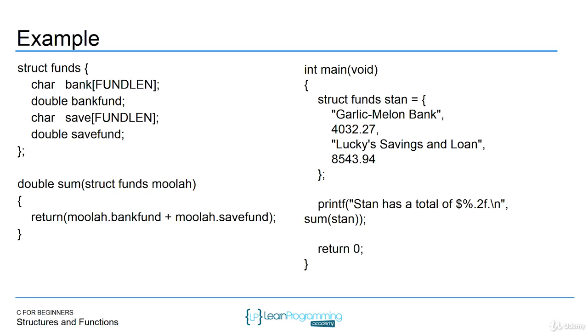Now we're returning, in this example, sum is just a double, right? We're not returning a pointer. We're just taking a pointer as a parameter. And so in our main function, we're creating a structure variable called stan of type struct funds. We're initializing it with some values. And then we're printing out the total of calling sum.